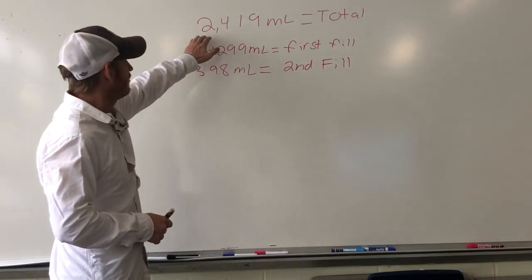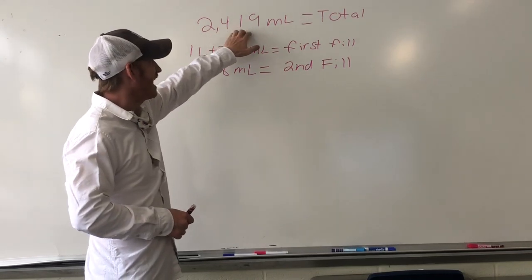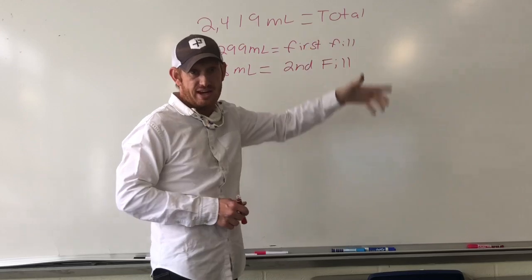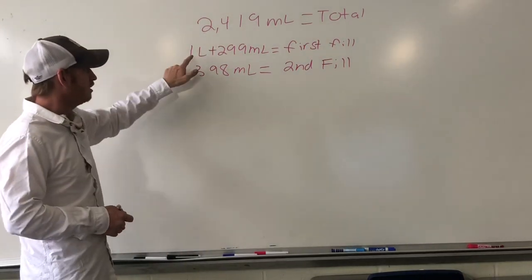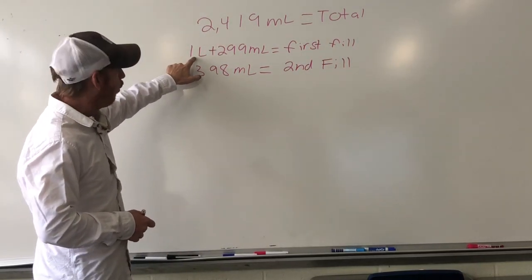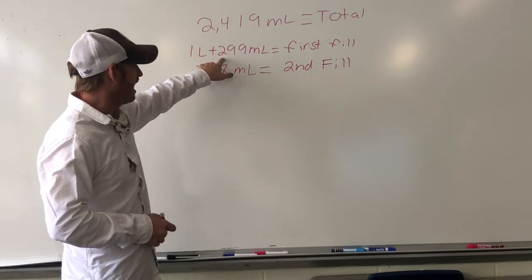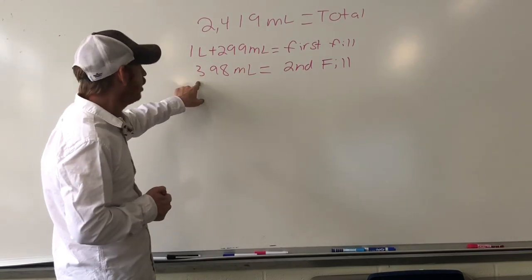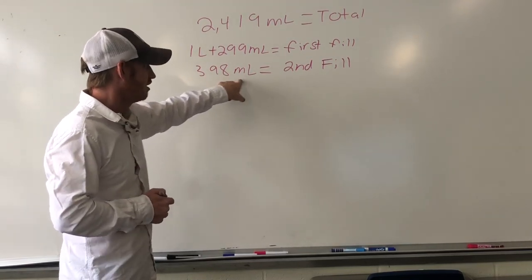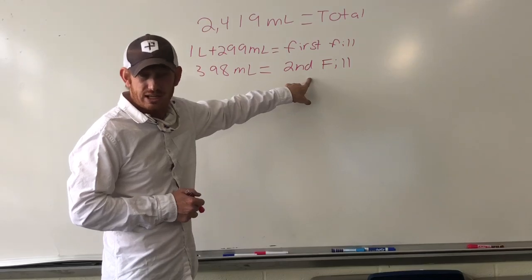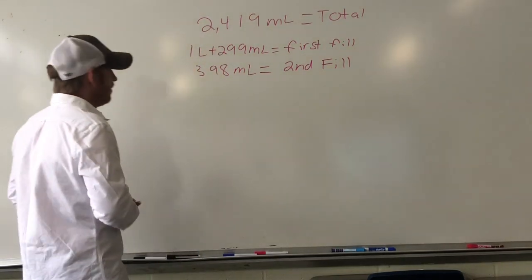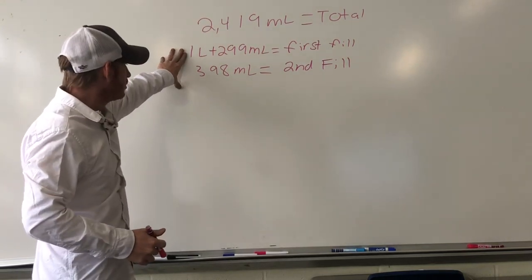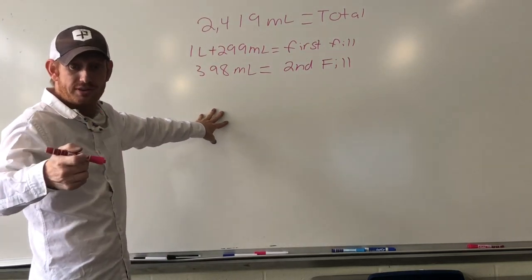So I know that I have 2,419 milliliters as my total capacity for the vase. I know that we're going to fill it up the first time, 1 liter and 299 milliliters. Then we're going to add 398 milliliters on our second time filling it up. So that means I get to add these two. But I can't add liters and milliliters until I convert them.